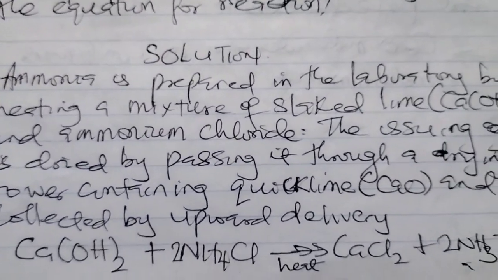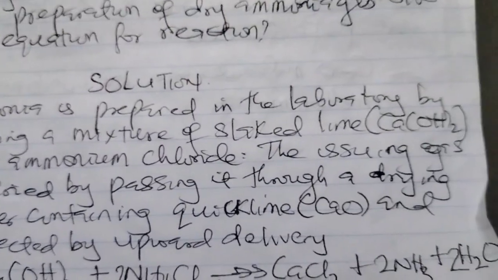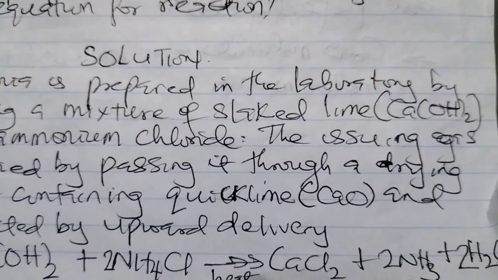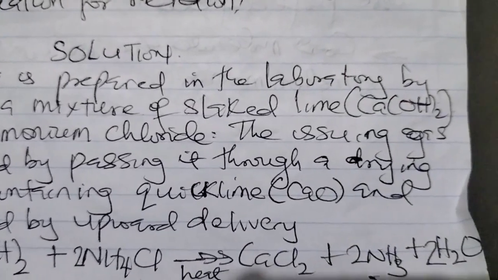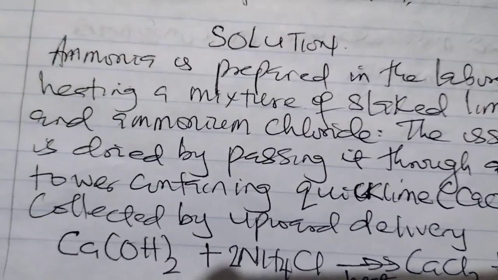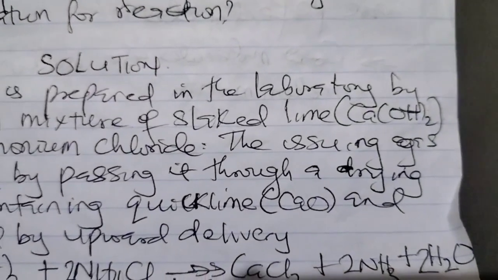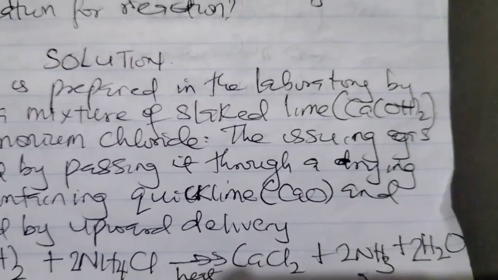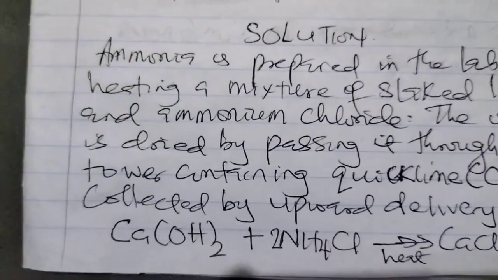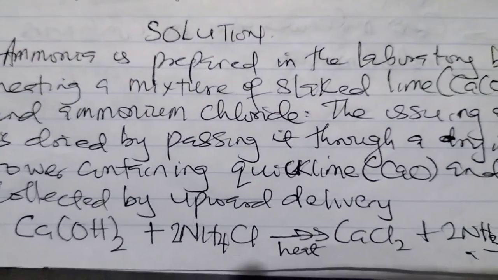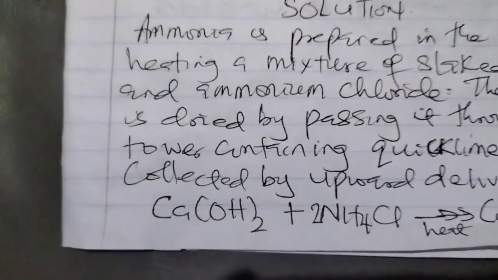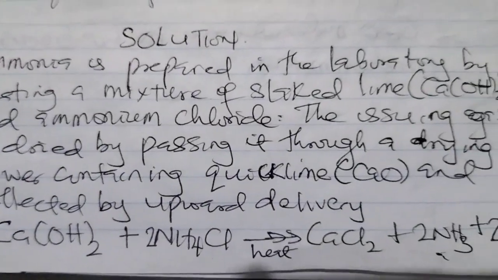Start with the description. Ammonia is prepared in the laboratory by heating a mixture of slaked lime, Ca(OH)2, slaked lime is also calcium hydroxide, and ammonium chloride. The issuing gas is dried by passing it through a drying tower containing quicklime. Quicklime is CaO, that is calcium oxide, and collected by upward delivery.